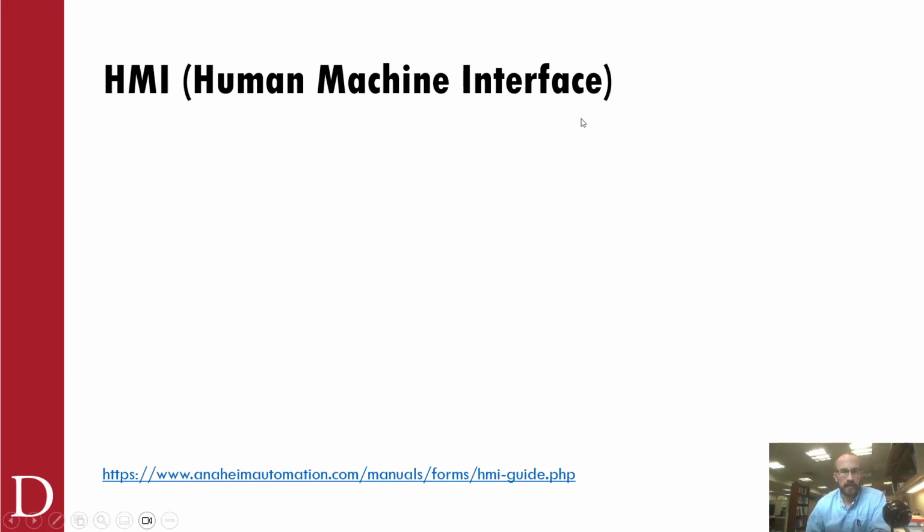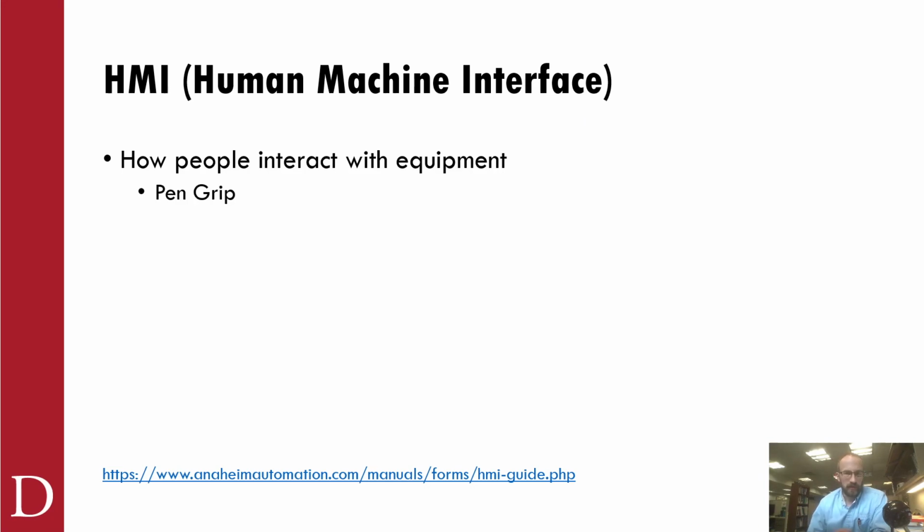So what is a human-machine interface? Well, in short, it's how people interact with the equipment. It could be the grip of your pen, right? What makes this an enjoyable experience to use or not. Maybe you have a cheap Bic pen and you don't like using that pen. Could be operating a piece of equipment like a machine shop mill, right? You have handles and switches.